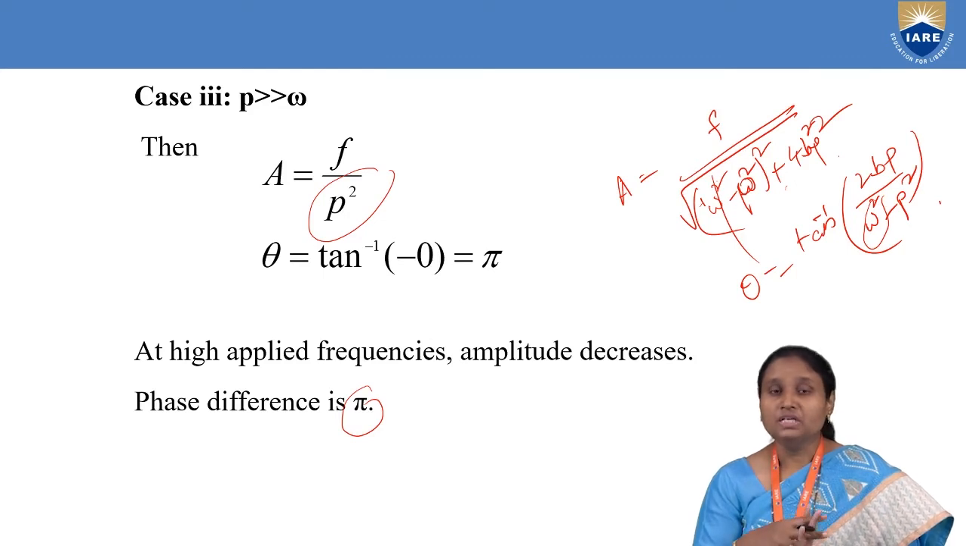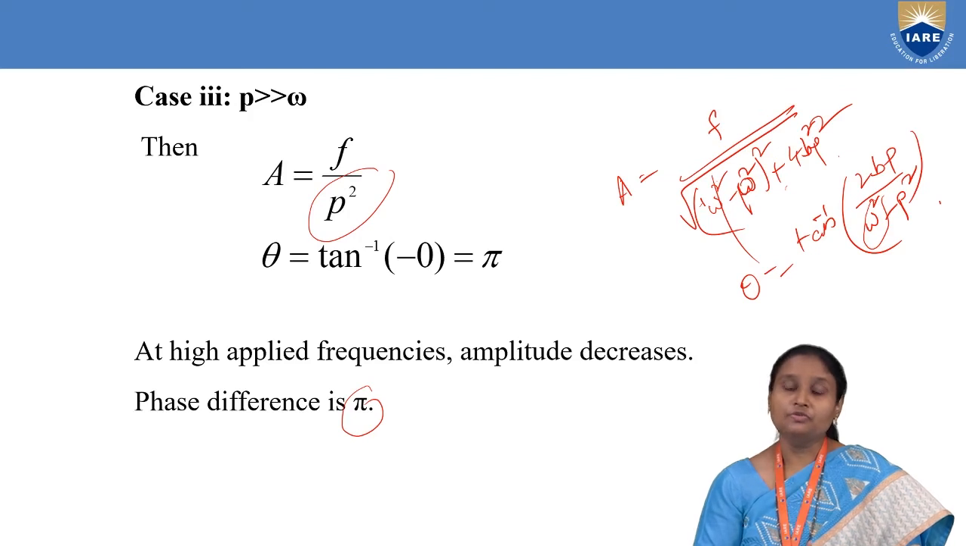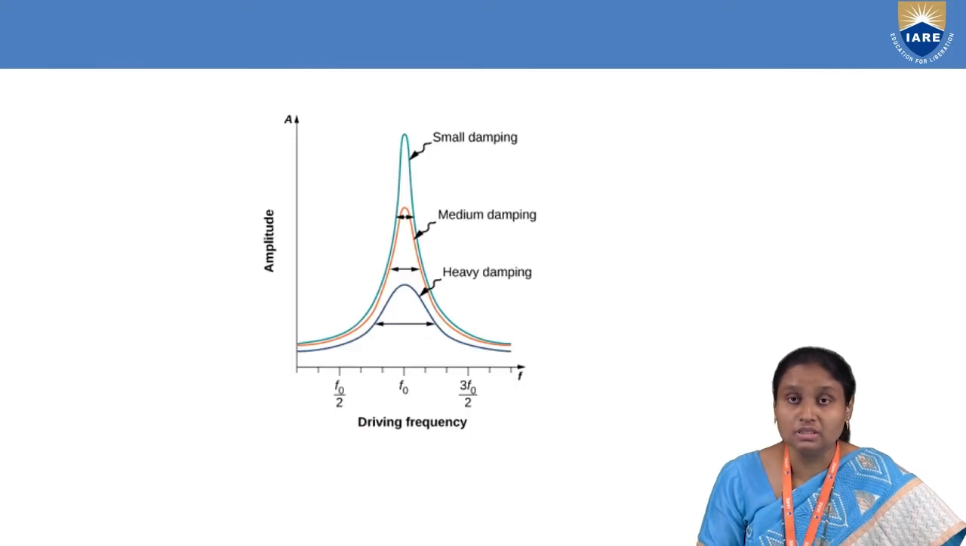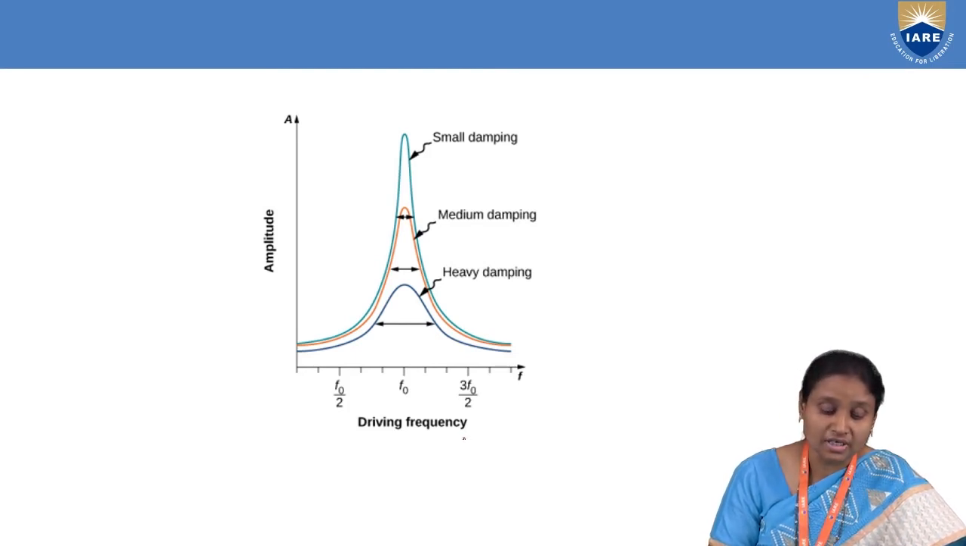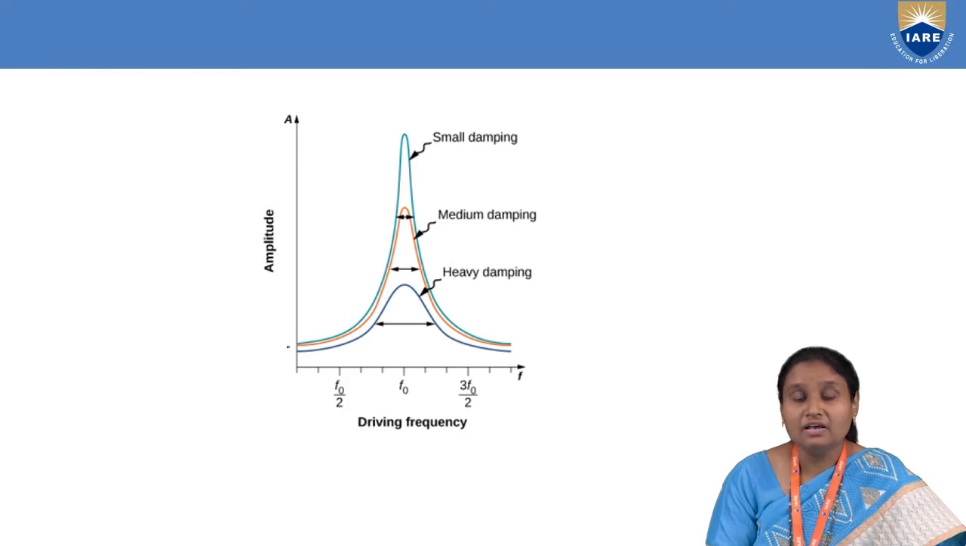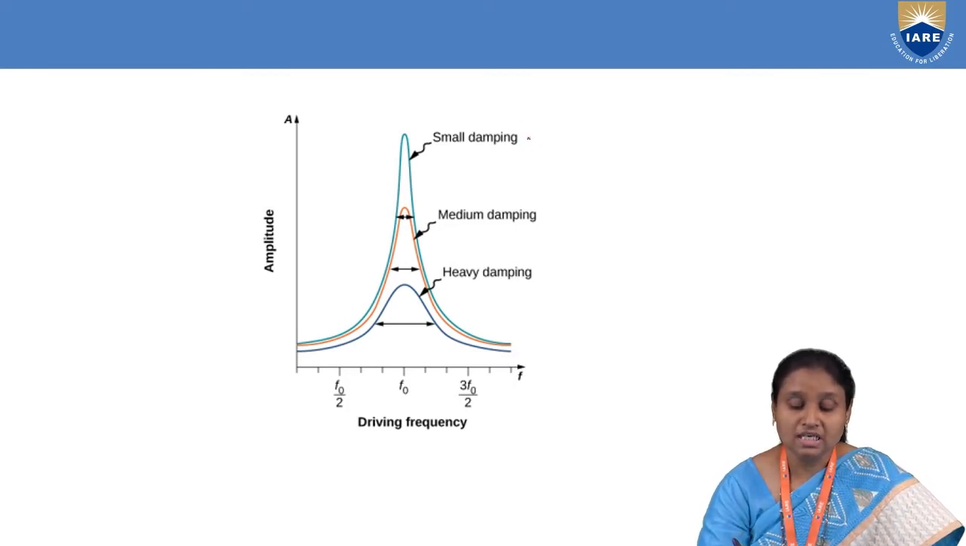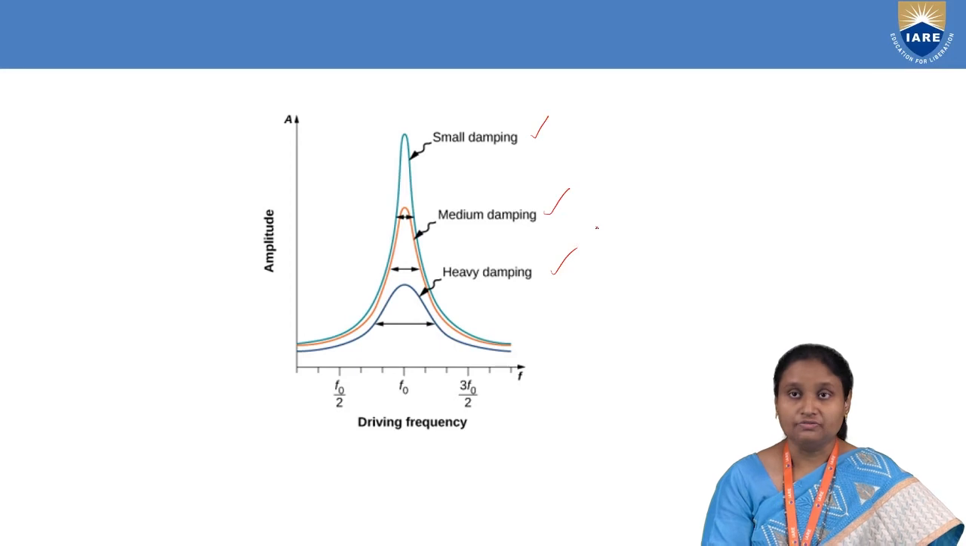Now I'm going to consider all these three cases and see how the amplitude of forced vibration is dependent on driving frequency. That we are going to show in this particular figure. On x-axis we have taken frequency of external force, that is nothing but driving frequency. On y-axis I have taken amplitude of vibration. Here we have taken three curves: first, when damping factor is very, very small, then medium damping, and here heavy damping.